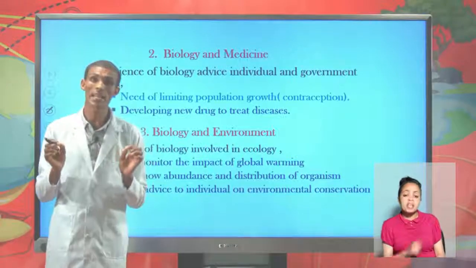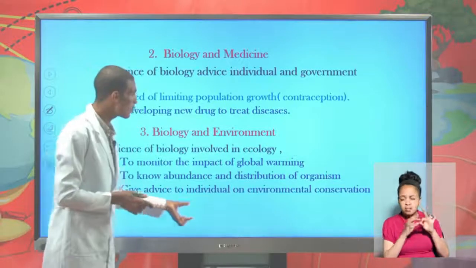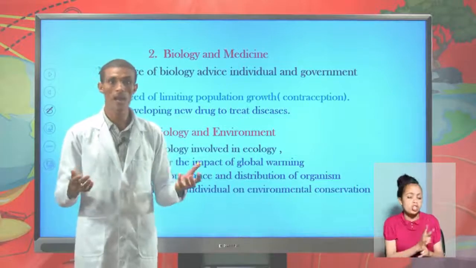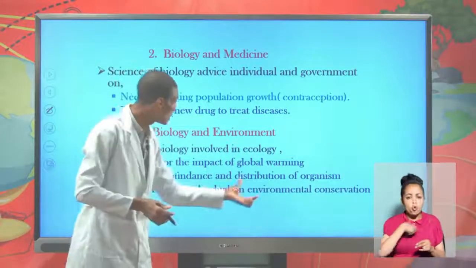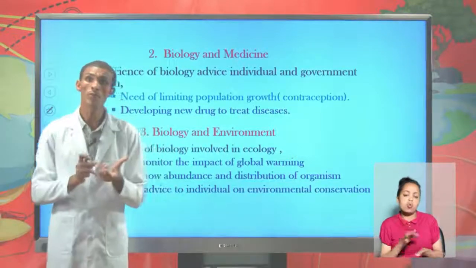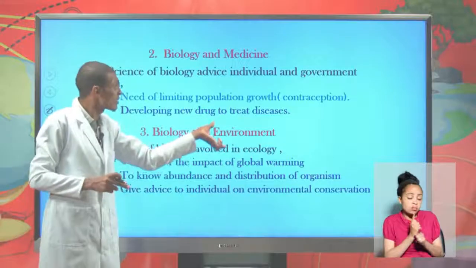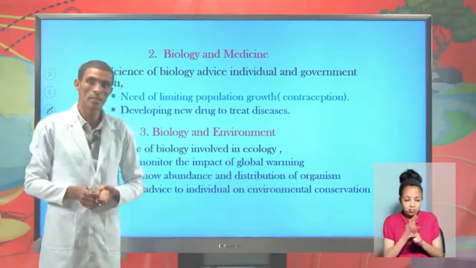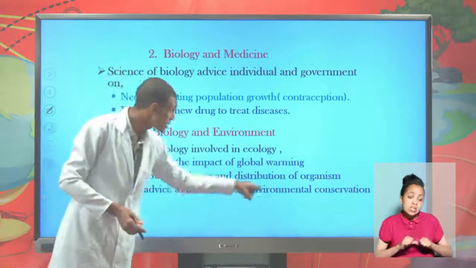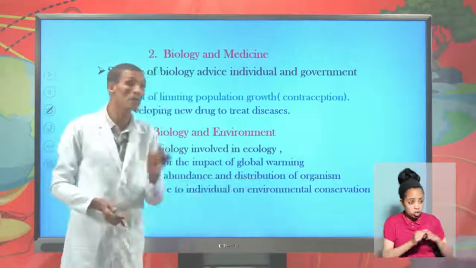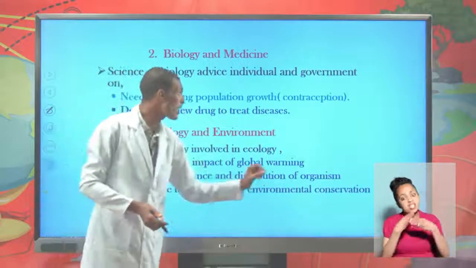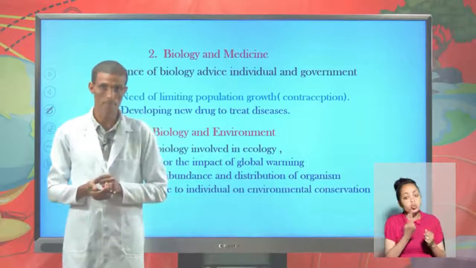The one critical thing here is that biology is very important in ensuring environmental conservation, conserving our environment and using our environmental resources in a sustainable manner. If we do not use our environment in a conservative manner, our future generations may not be sustained. To sustain our future generations, our environment must be conserved. Biology gives direction on how we can use our environment wisely.